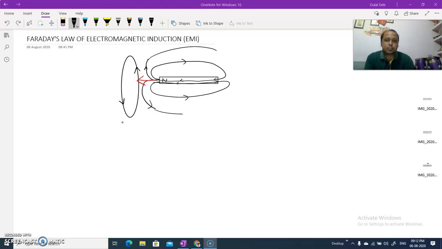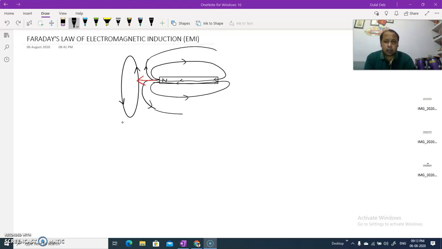Now the current is responsible for an EMF, that is, a potential difference must be there between the two points of the coil so that the current flows through the coil. That EMF is also known as induced EMF. And we have the induced EMF or the induced current only because there is a change in flux.